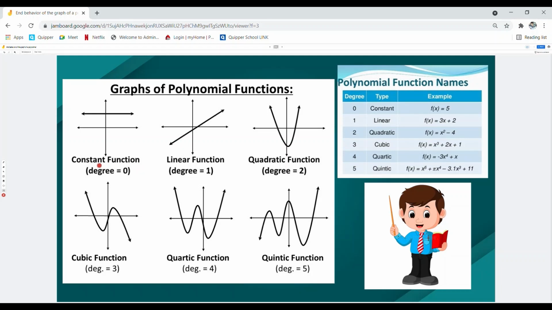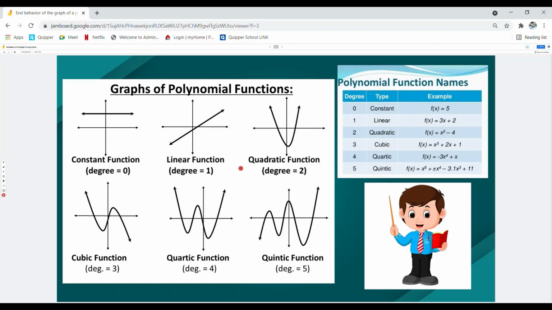Now, let's have first the constant function. The constant function is called constant function because the variables are raised to 0. That turns to 1, so what's left is a constant. You can see an example here, f of x is equal to 5. That's a constant function, and the graph is just a horizontal line. It's a line that passes through the y-axis only and is parallel to the x-axis.